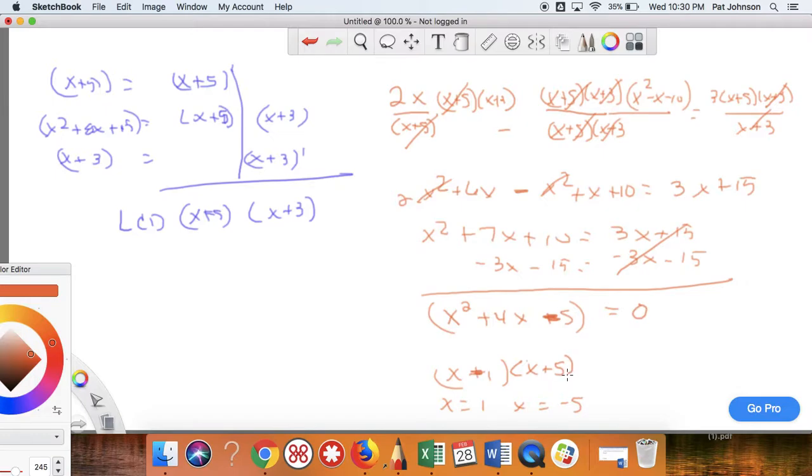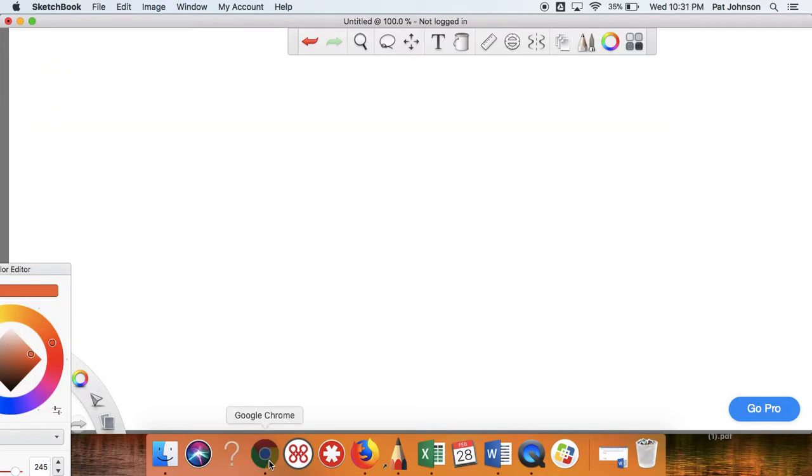So it can't be negative 5. Why? We still have to find the restrictions. Remember, the restrictions are x can't equal negative 5 and x can't equal negative 3, when I take all my denominator factors and set them equal to 0, because it's undefined. So this is my only solution. And I'd put it back in to check, and when you put 1 into the original equation, you get a true statement. Okay, so that's how you would do those kinds of problems.